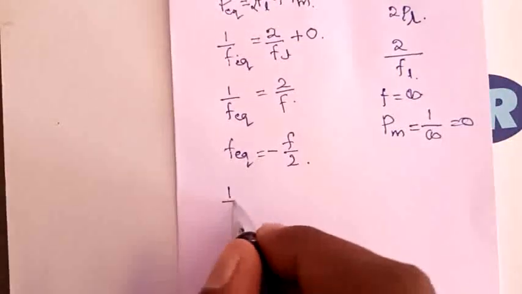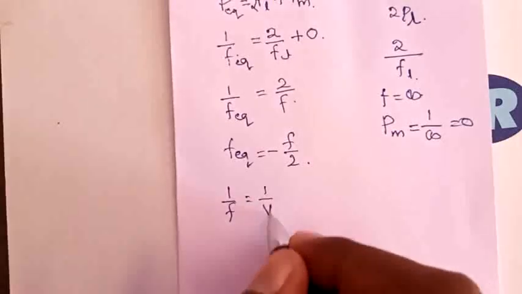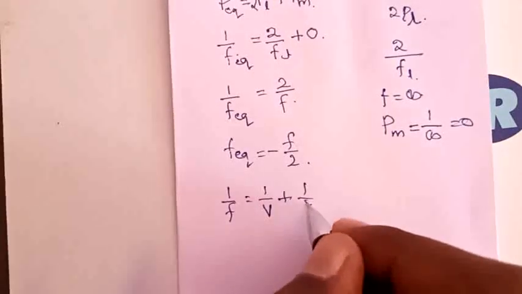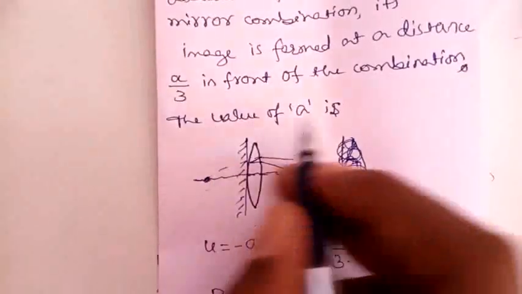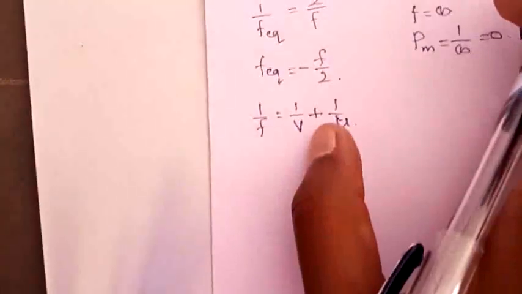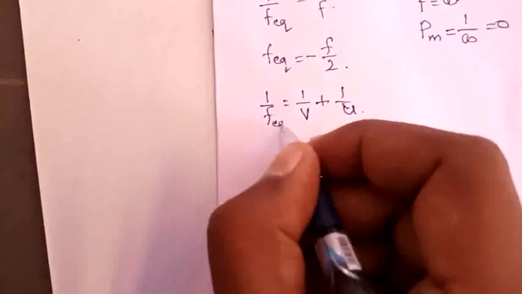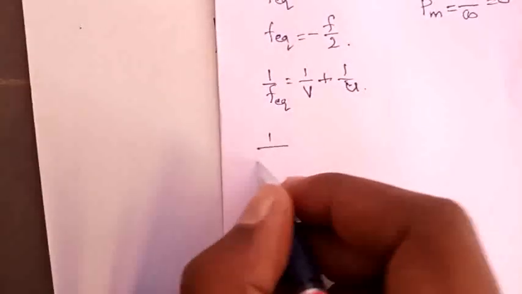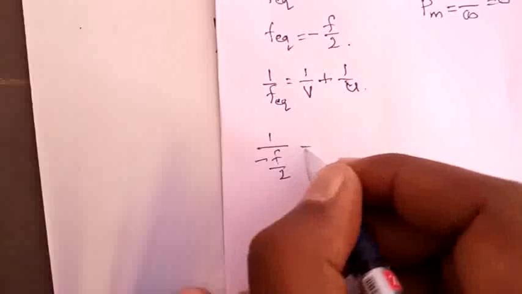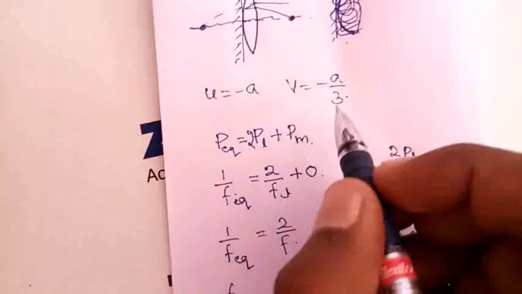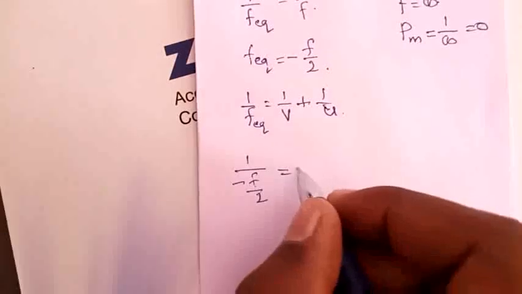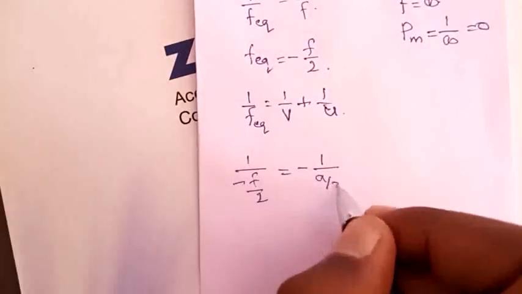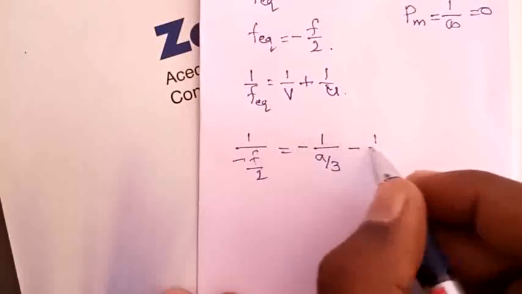Then what is the equation? Mirror equation. By using the mirror equation, 1 by f is equal to 1 by v plus 1 by u. Our aim is to find the value of a. What about f? The equivalent focal length given here is minus f by 2. Then this can be written as 1 by minus of f by 2, that is equal to, what about v given? V is nothing but minus a by 3. Then what about u given? That is minus a. So plus by minus, that is 1 by a.